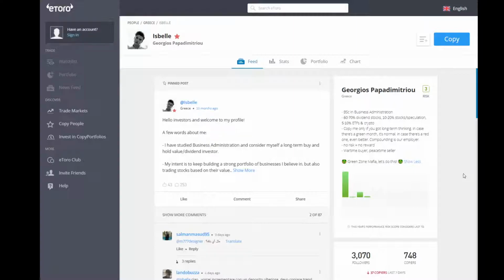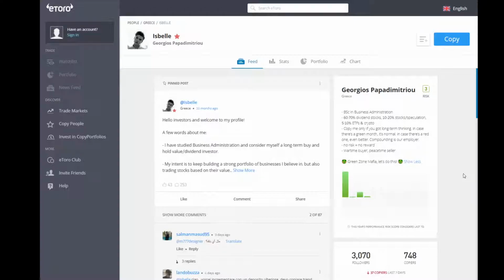So basically, he's holding a bunch of dividend stocks. He's also holding a fraction of much smaller speculative stocks and some ETFs to get exposures in different places. He says copy me only if you have a long-term thinking. In case there's a green month, it's normal. In case it's a red month, even better.